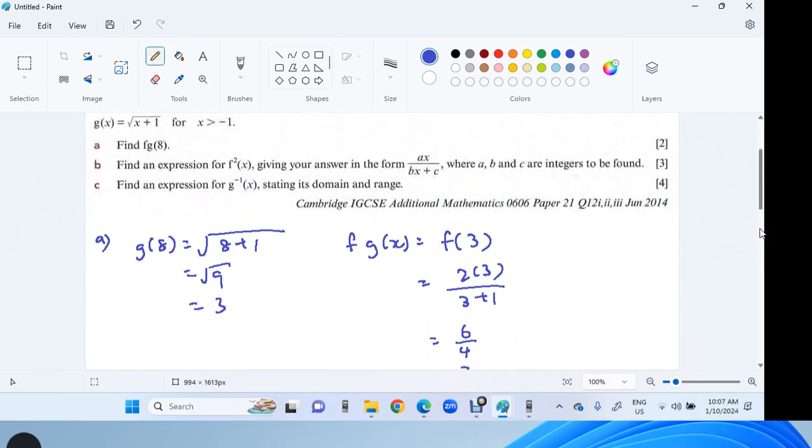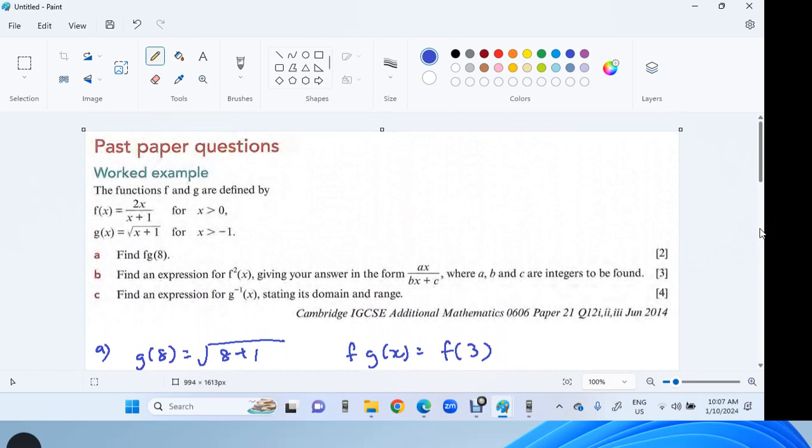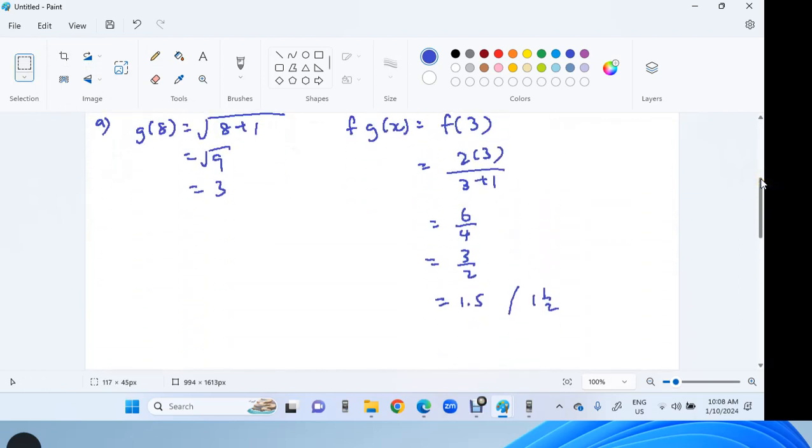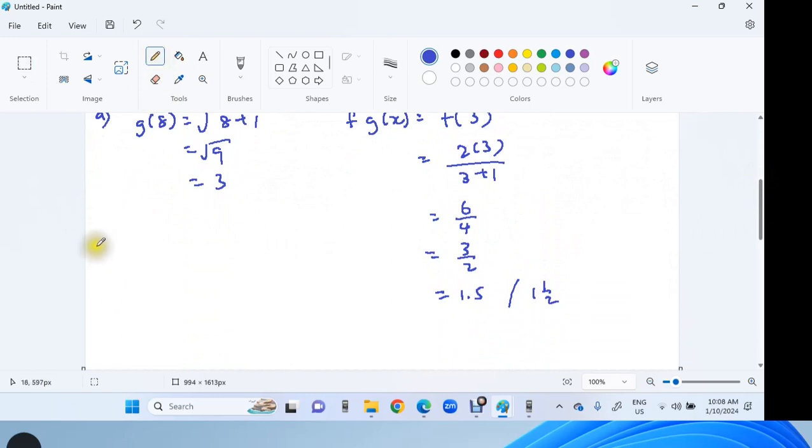Okay. B. Find an expression for f squared. Get your answer in the form of ax over bx plus c, where a, b, c are integers to be found. So we want to find f squared of x. Oh, so this is a little bit complicated if your basics are not strong enough.